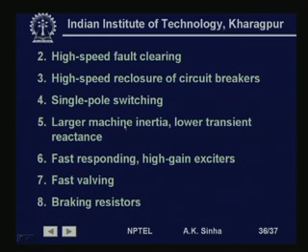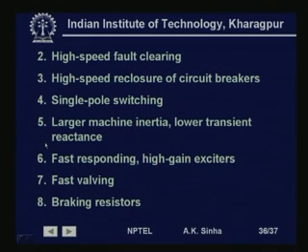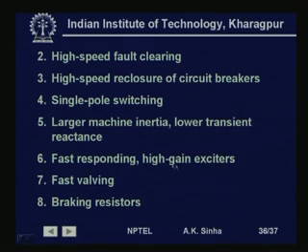That means Pe will not be 0 during the faulted condition. We can use large machine inertia, which will help, because the delta angle will change much more slowly with this, and lower transient reactance will also increase the power transfer capability. Fast responding high gain exciters will increase the value of E, and therefore the electrical power transfer from the machine to the system will increase, and thereby reduce the accelerating power. Fast valving is another aspect, that is we reduce the mechanical input to the system by allowing the steam to bypass the turbine.